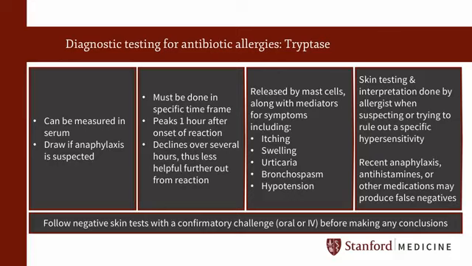Tryptase is released by mast cells along with other mediators that account for a lot of the symptoms around immediate hypersensitivity reactions, including itching, swelling, urticaria, bronchospasm, and hypotension.